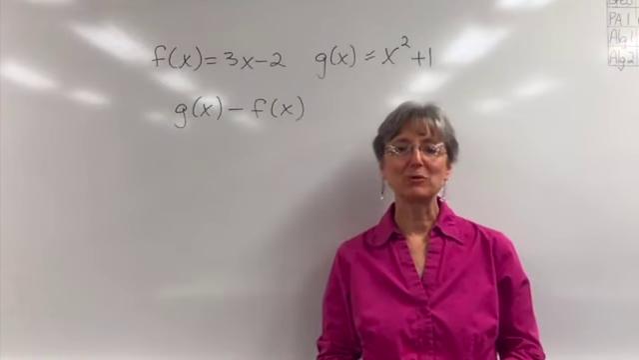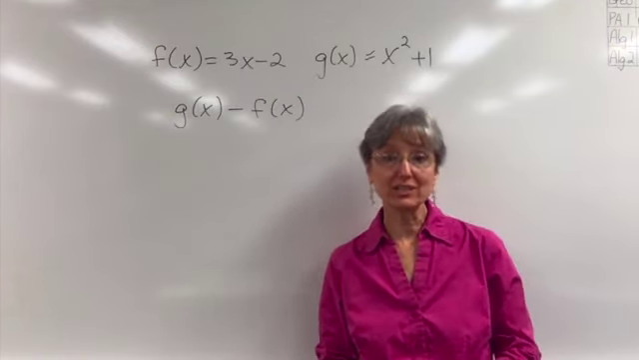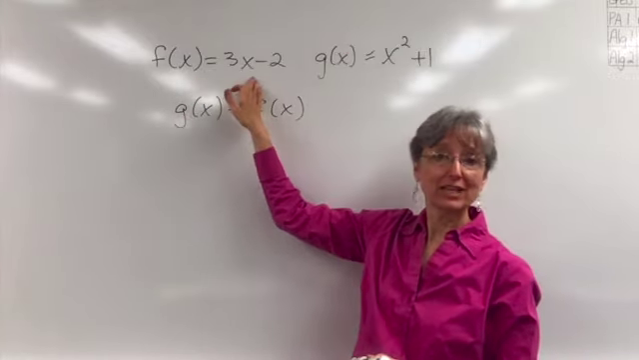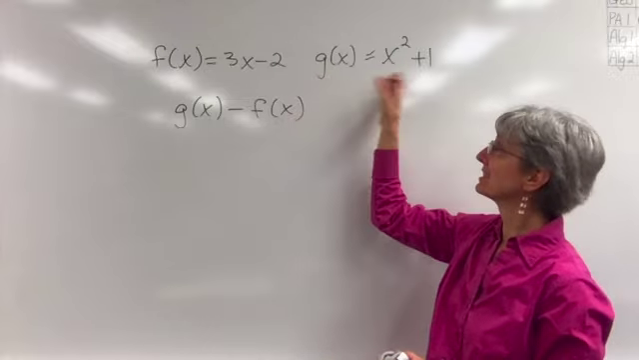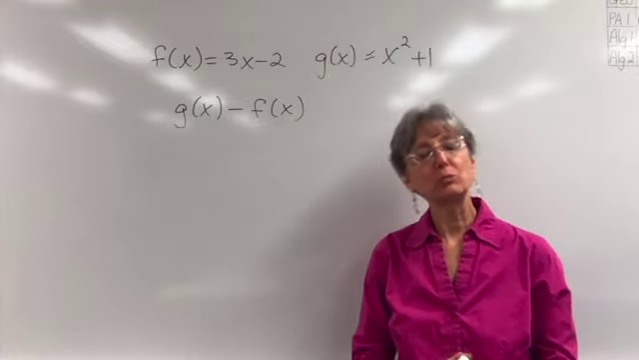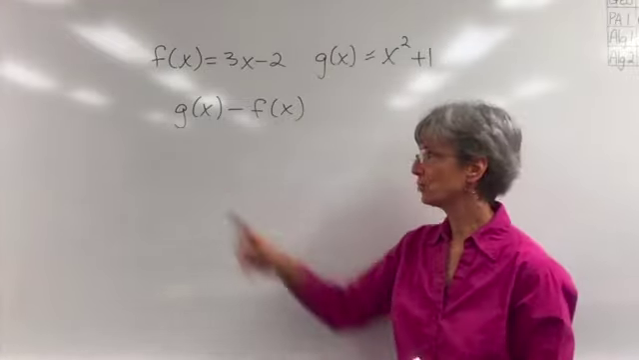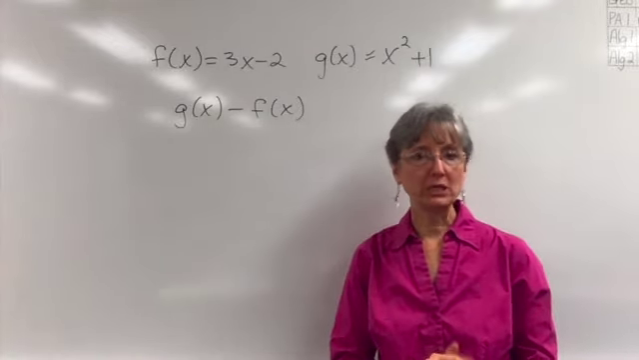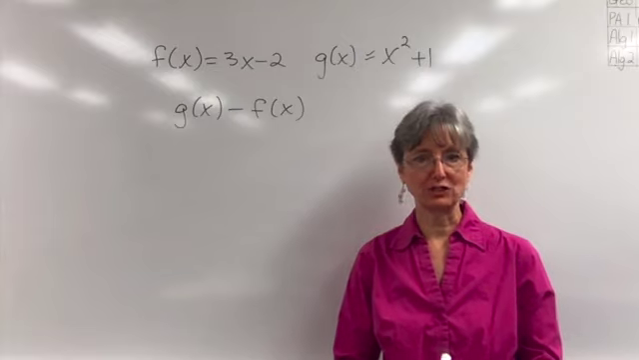Okay, the last thing I want to leave you with is your lesson check for today. We're going to go back to subtraction. F of x is 3x minus 2. G of x is x squared plus 1. Would you please bring to me tomorrow your answer when you go g of x minus f of x? And also let me know any domain considerations as well.